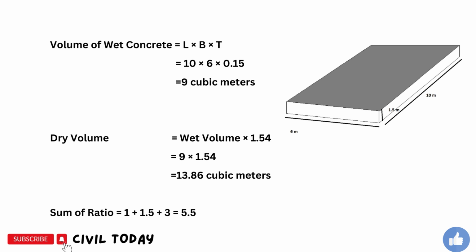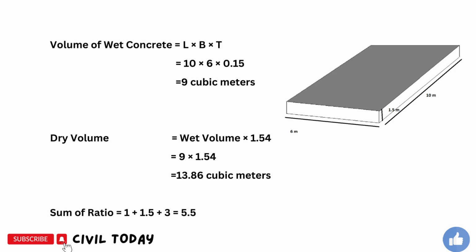Moving further, we will calculate the dry volume. Dry volume is equal to the wet volume we got earlier multiplied by 1.54. It's a factor which I will explain in the next video. When we multiply it, we get the value of 13.86 cubic meters. Actually, we need this dry volume.